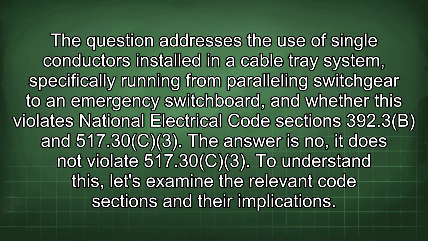The question addresses the use of single conductors installed in a cable tray system, specifically running from parallel link switchgear to an emergency switchboard, and whether this violates National Electrical Code sections 392.3b and 517.30c3. The answer is no, it does not violate 517.30c3. To understand this, let's examine the relevant code sections and their implications.